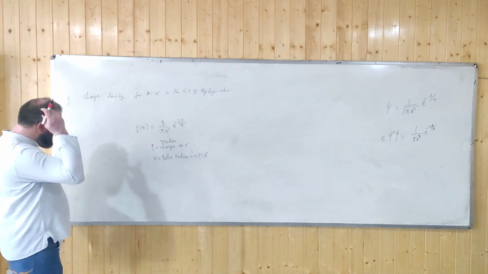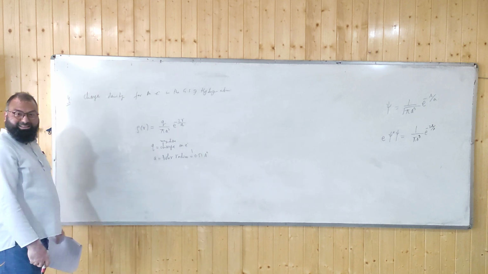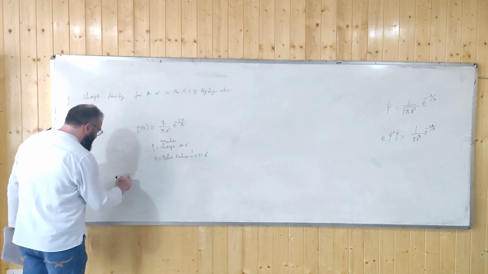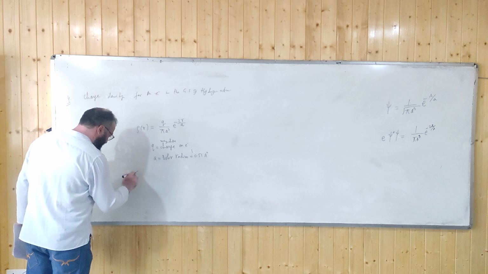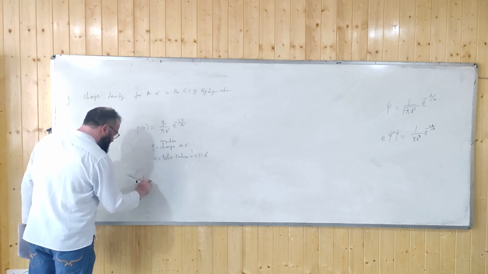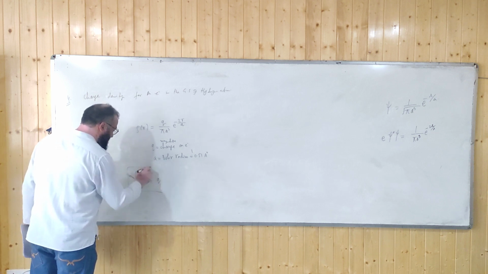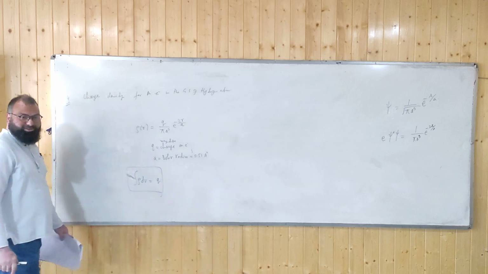So you can calculate how much charge should be there. Tell me, so check the charge. If I integrate rho dV, it should be simply equal to what? Q. Q is the charge on the electron.